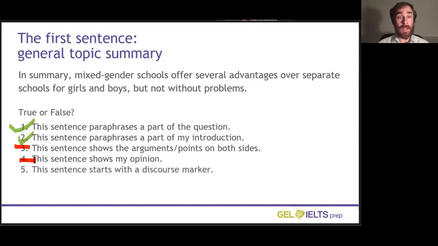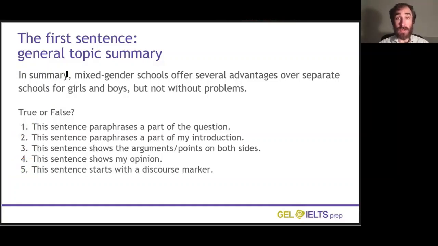Number 5. This sentence starts with a discourse marker. Is that true or false? Look at the next question below this video and choose the correct option. Number 5 is true. The discourse marker that we're talking about is in summary. You should always indicate that your conclusion is a conclusion with a discourse marker like this.